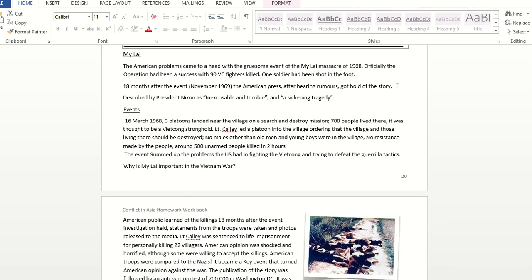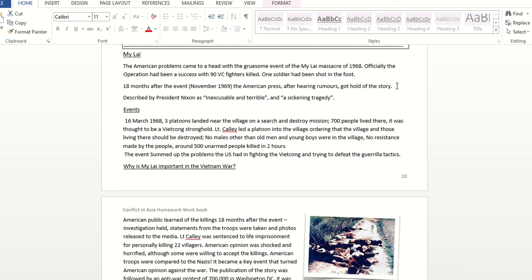So now we've looked at the tactics, there are two key turning points in this Vietnam War. The first of which is the My Lai Massacre. Now in 1968, 3 platoons landed near the village of Son Mai. This was thought to be a Vietcong stronghold, and so Lieutenant Calley led a search and destroy mission and ordered that everyone in the village and all resources were to be killed and destroyed.